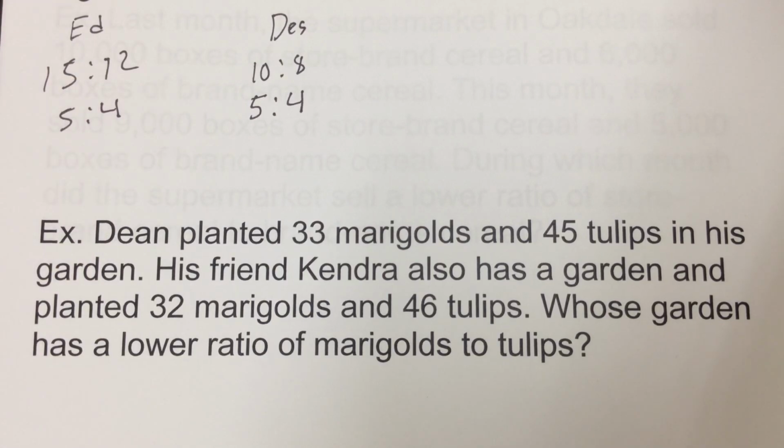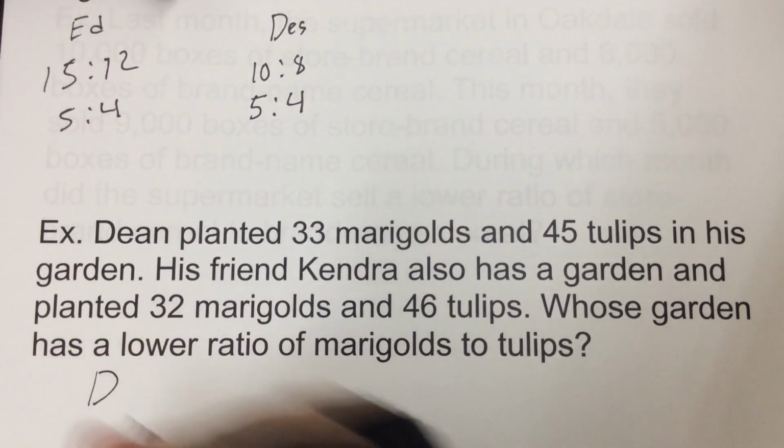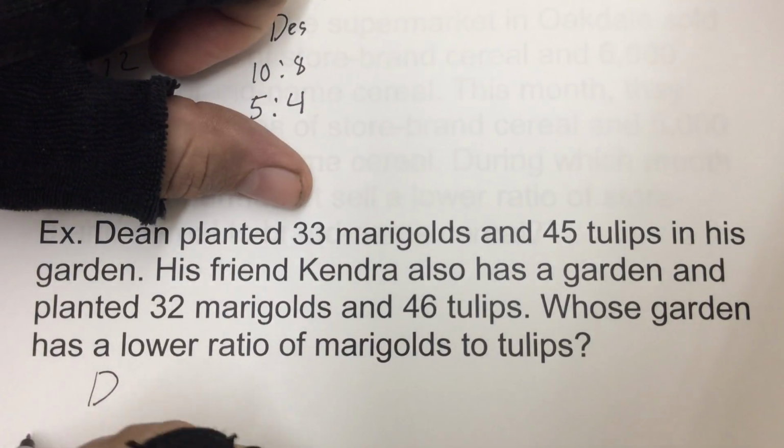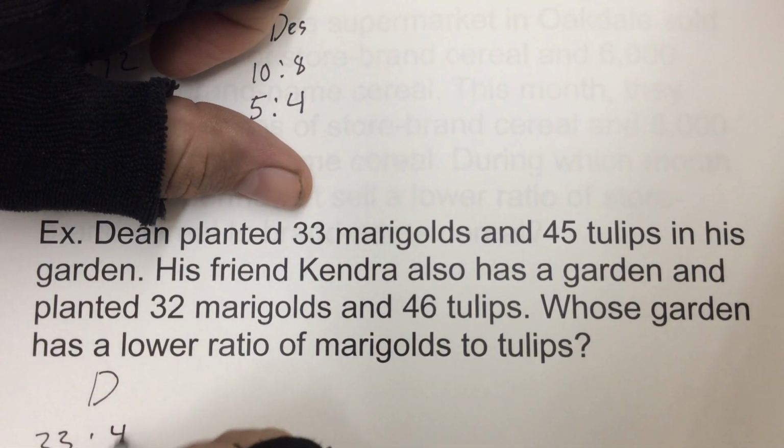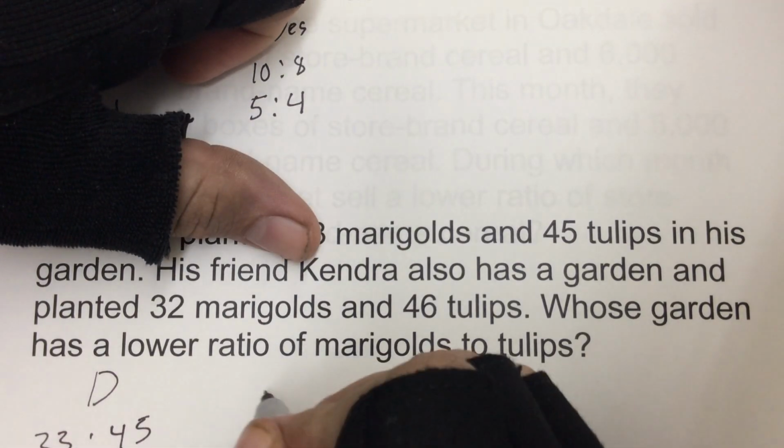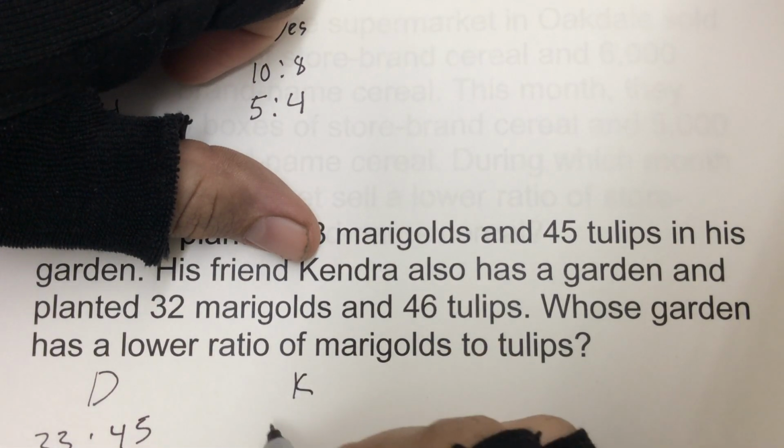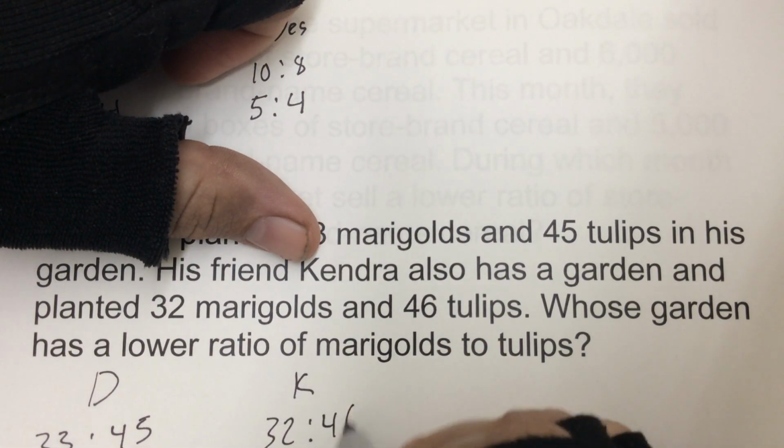So Dean planted 33 marigolds and 45 tulips in his garden. His friend Kendra also has a garden and planted 32 marigolds and 46 tulips. Whose garden has a lower ratio of marigolds to tulips? So again, let's start with Dean. He's 33 to 45, and Kendra is going to be 32 to 46.